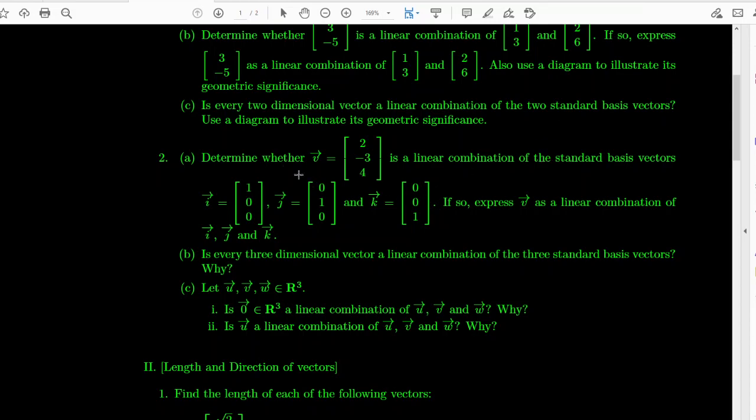Okay, now look at question 2a. In question 2a, we are trying to determine if that vector v has three components. It's a vector in R3. V has three components: 2, -3, and 4. We are trying to determine if that vector v is a linear combination of i, j, and k or not.